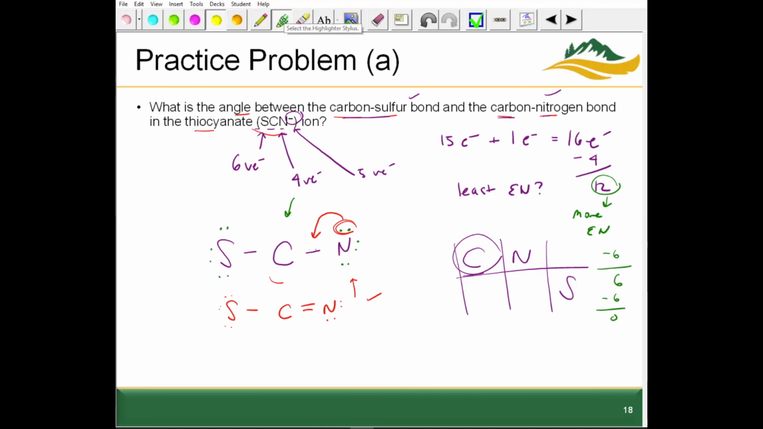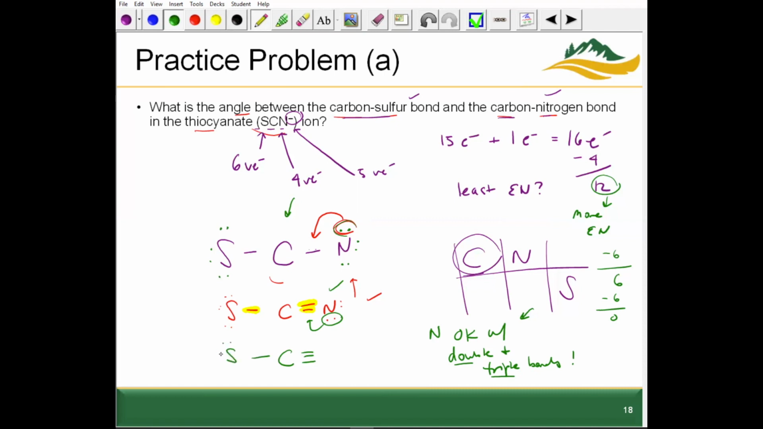Does carbon have a happy octet at this point? 1, 2, 3, 4, 5, 6. Well, not yet, so we should try to bring in yet another lone pair of electrons from nitrogen. So nitrogen, again, is okay with double and triple bonds. So for an option like this, start pulling in lone pairs of electrons from nitrogen. If we pull in this lone pair, a second lone pair, we'll end up with this structure here where we have a triple bond. Then we have 1 lone pair remaining on nitrogen.